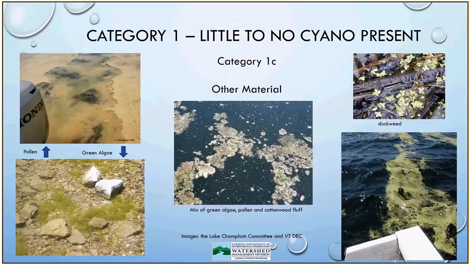Category 1C is a little bit of a catch-all category. It's pretty much all the other material that's out there. It might include pollen, like you see at the upper left. It might include filamentous green algae, like at the lower left. You might also have a mix. At certain times of the year, there's a lot of things that have been blowing into the water, and the wind and the waves will aggregate them into odd shapes and colors and clumps.